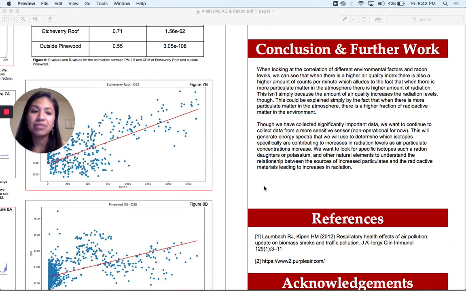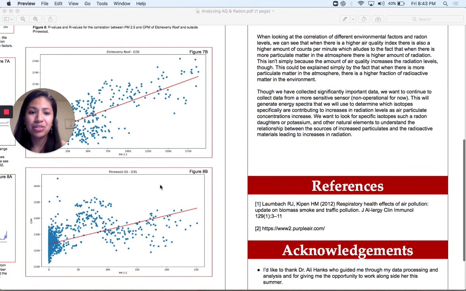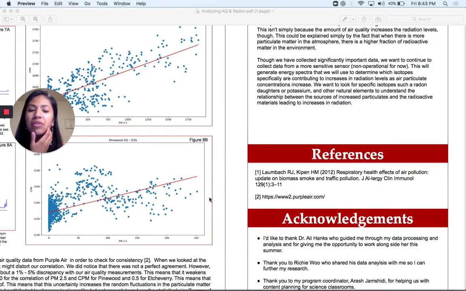So even though we've collected very significant, important data here, we want to continue to collect data from a more sensitive sensor, which is non-operational for now. So first we would have to fix that sensor. Then that sensor would collect data, and we would generate an energy spectra that will then be used to determine which isotopes specifically are contributing to increases in radiation levels as air particulate concentration increases. So we want to look for specific isotopes such as radon daughters or potassium and other natural elements to understand the relationship between the sources increasing particulates and the radioactive materials leading to increases in radiation.